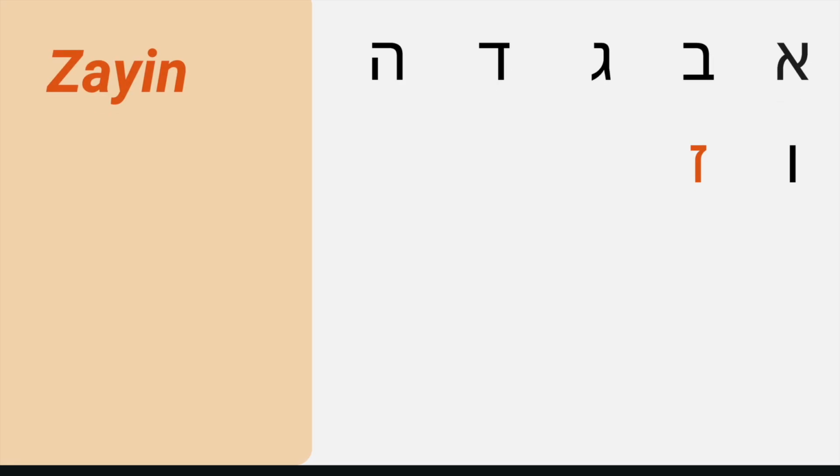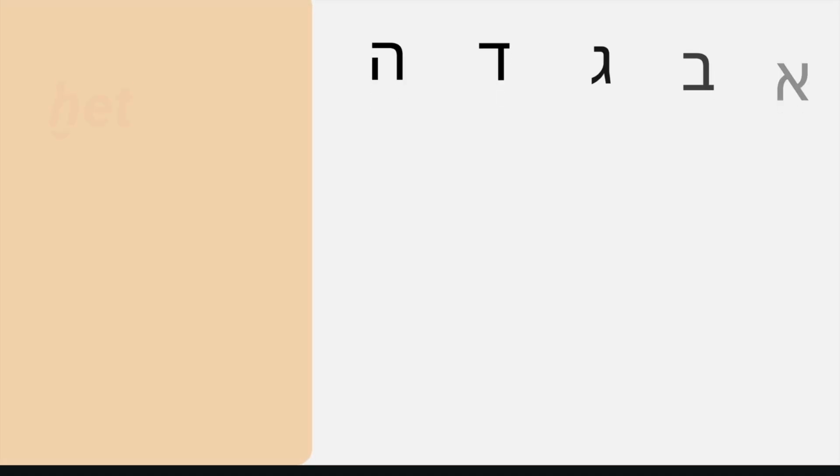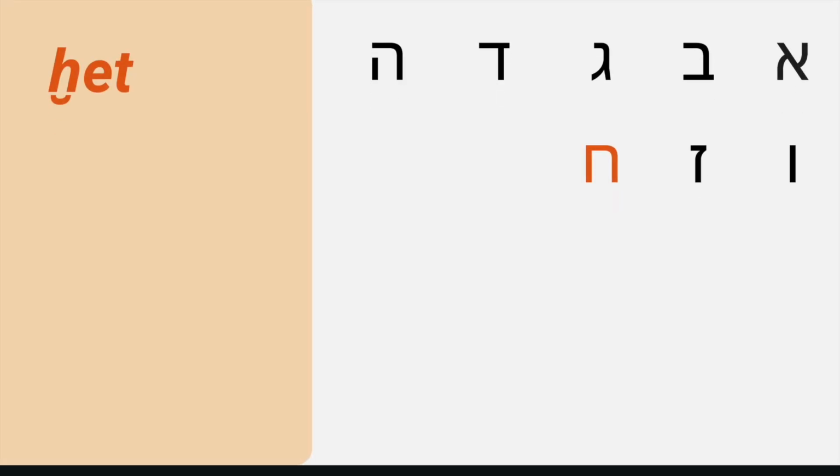Then there's Zayin, which makes a Z sound. That's followed by Chet. Notice the difference between He and Chet. Chet has a rough, very fricative sound, not to be confused with He, which is an open letter. That's followed by Tet, which is one of the T letters in Aramaic.